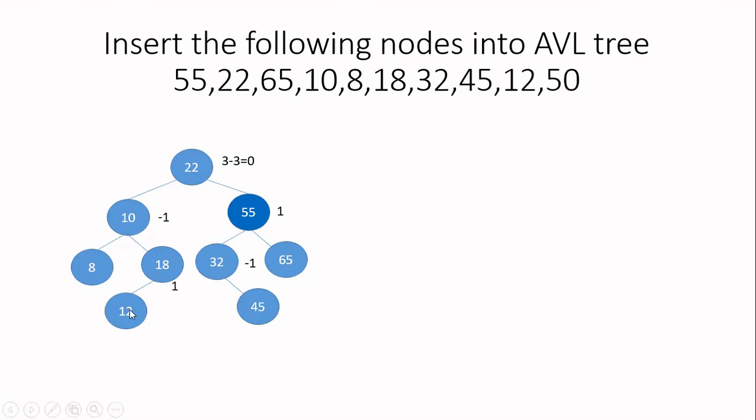Now calculate the balance factor of all the nodes. Let me focus only on the node 22. In the left subtree, I have the longest path height as 3, that is connecting 22, 10, 18, and 12. 3 links are there in this path. In the right subtree, the longest path again has the height as 3, connecting 22, 55, 32, and 45. That is having 3 links. So for 22, the balance factor is now 0.